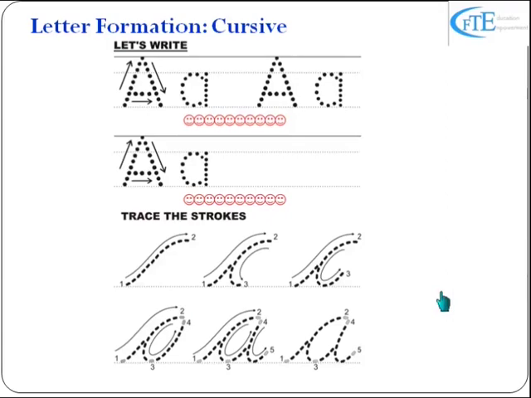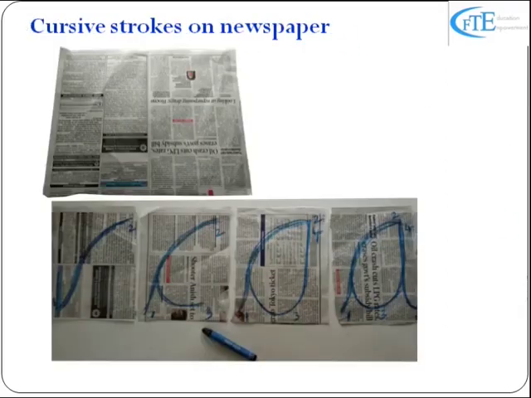But if you would like to introduce, then notice how we have broken that letter into different strokes, numbered them, and then we get the child to practice the strokes. Now, before the child writes on paper, it's a very good idea to practice on an old newspaper. Take half a newspaper, cut it into 4 pieces, and then get your child to practice the strokes of the cursive letter on these 4 pieces of paper.